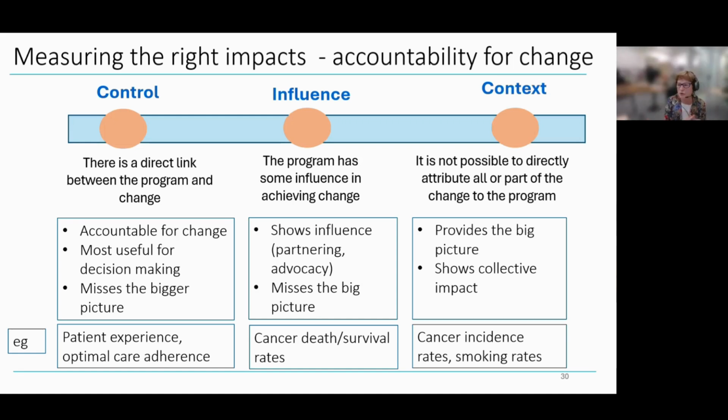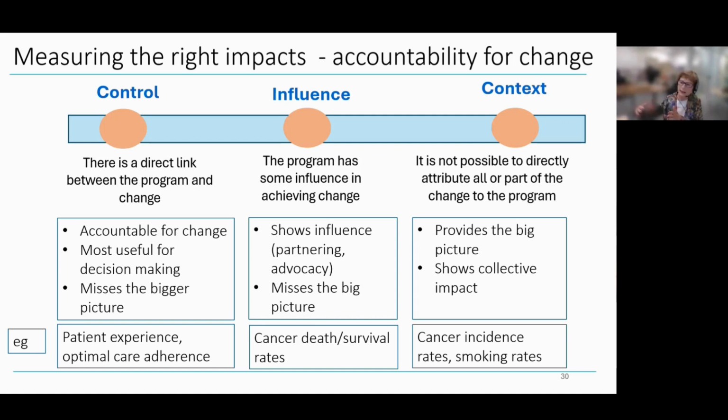So just as examples of the sort of measures that you would have under control, you have a fair degree of control over some components of the patient experience. You have a fair degree of control over some of the components of optimal care adherence. So they're control. If you look at influence, you influence survival rates for cancer. You influence the death rates for cancer, but you don't control them. There are many other factors at play there that influence cancer death rates and survival rates.